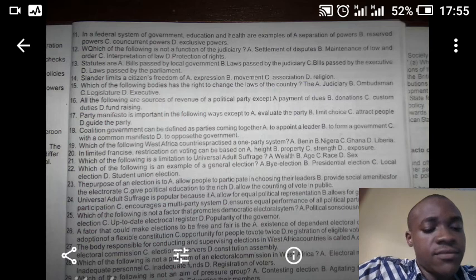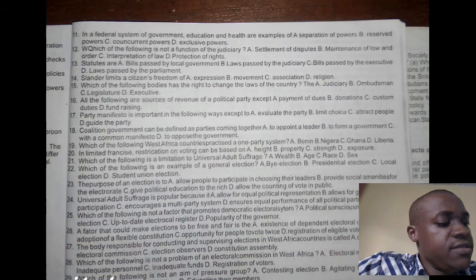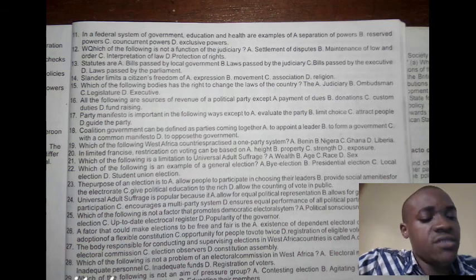Number 19, which of the following West African countries practiced a one-party system? A, Benin. B, Nigeria. C, Ghana. D, Liberia. The answer to number 19 is A, which is Benin Republic.